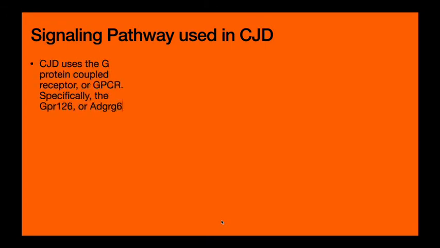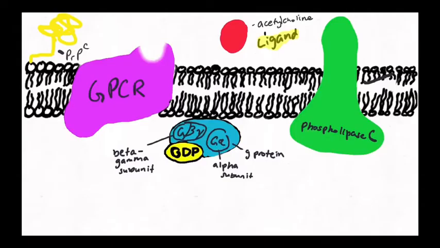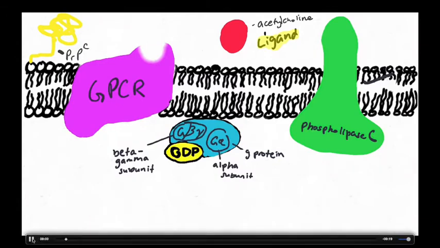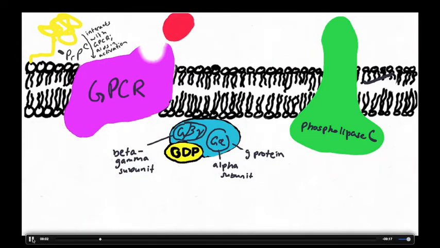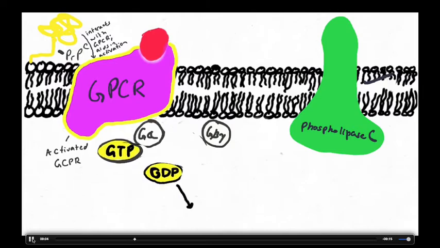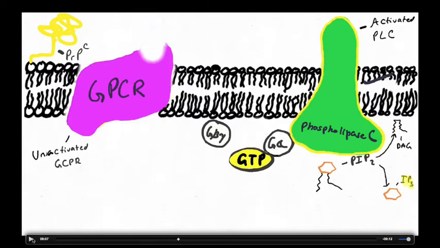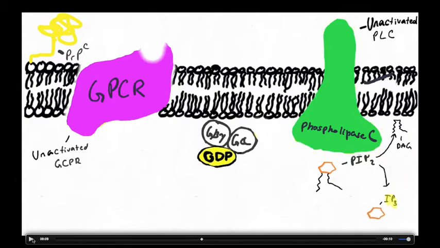CJD works with a GPCR protein. It uses the IP3 pathway, which is a type of GPCR pathway, in the Schwann cells of the brain. Phospholipase C is a protein used in this pathway. Acetylcholine acts like a ligand and activates GPCR along with PrPC. The alpha subunit loses GDP and gains GTP. Alpha subunit goes to PLC, activating it, and the PLC makes PIP2 into IP3 and DAG.